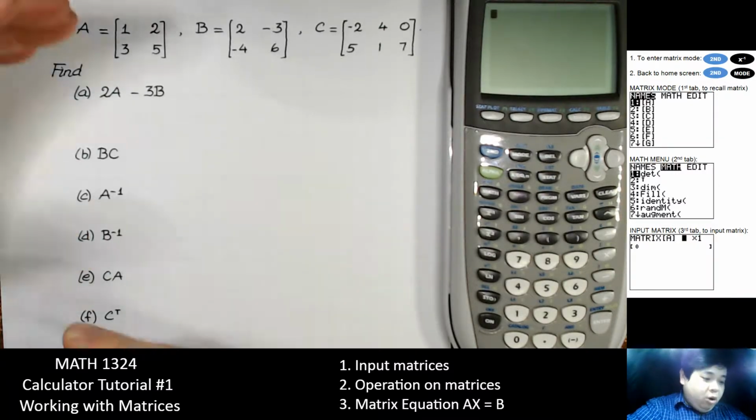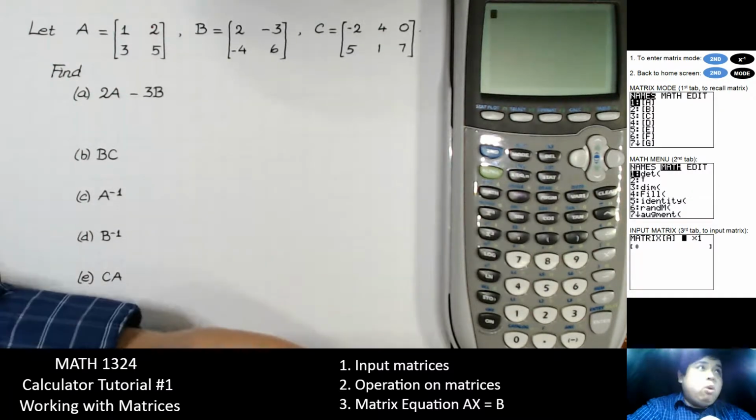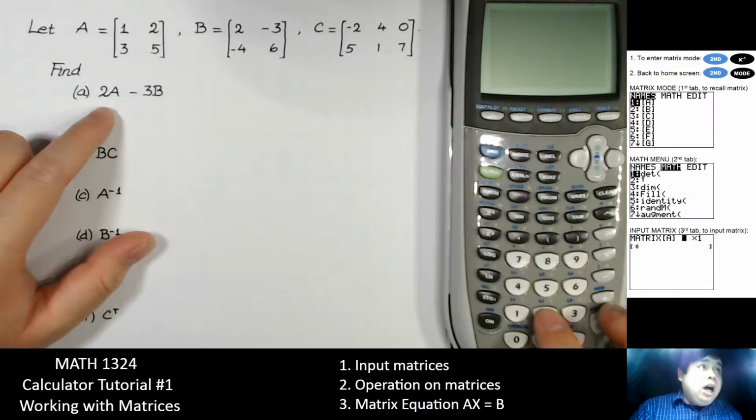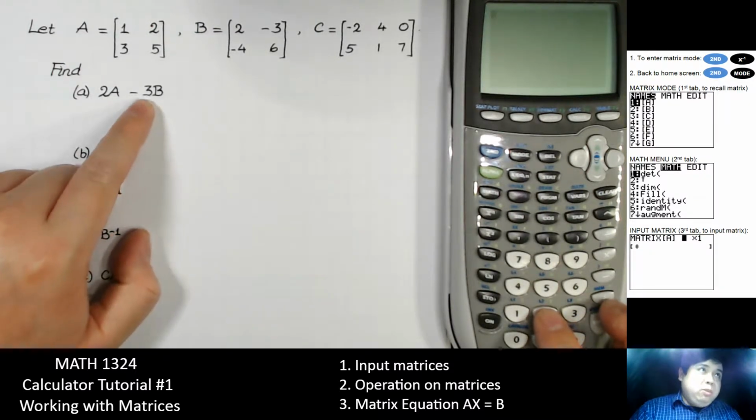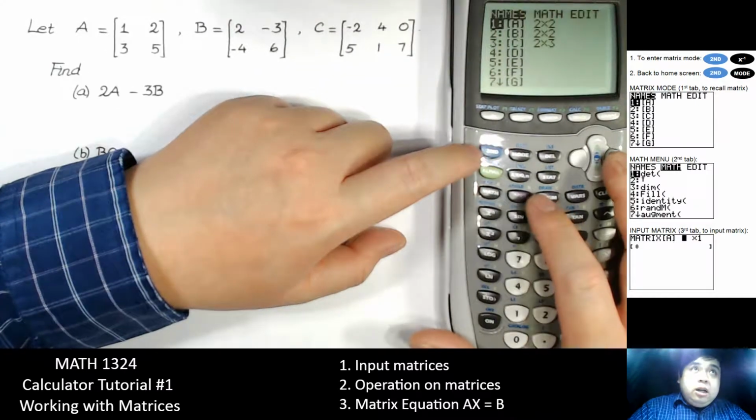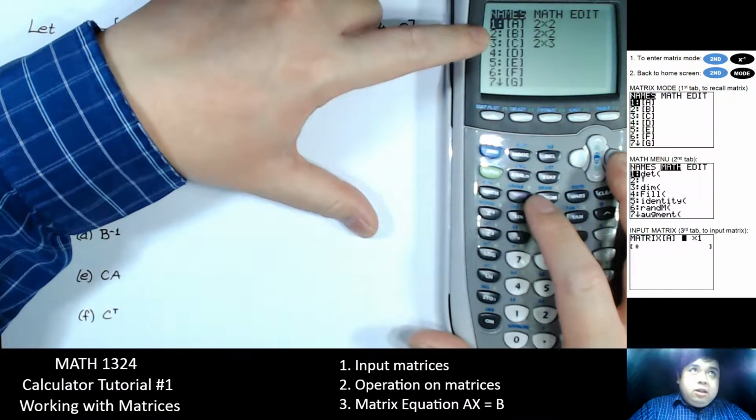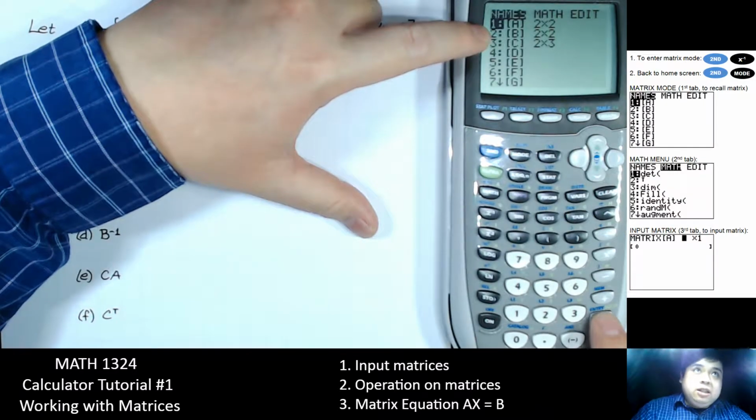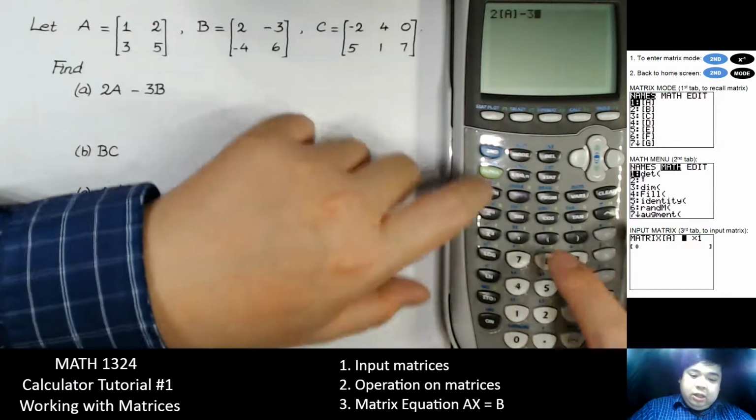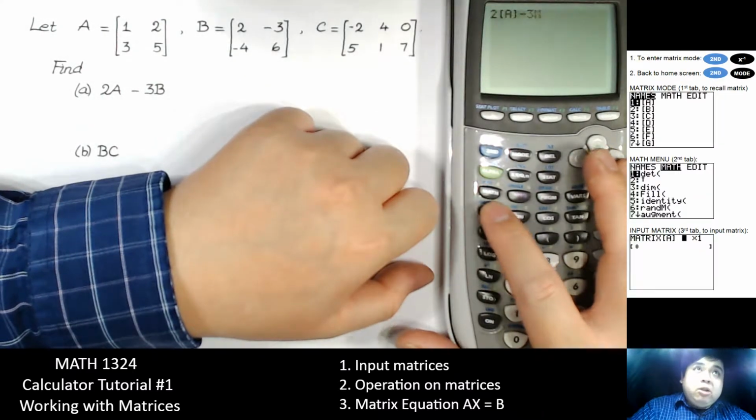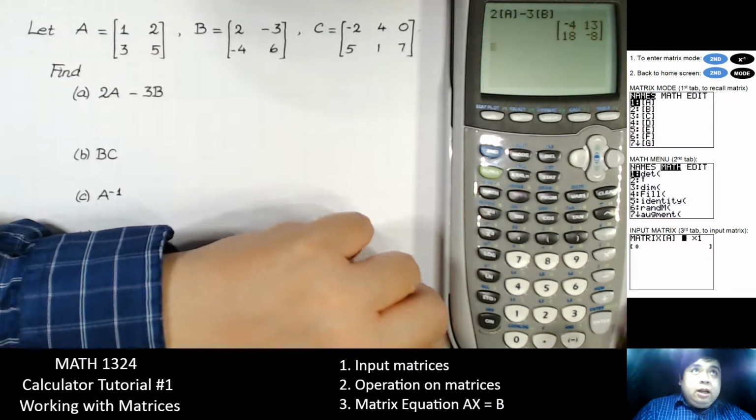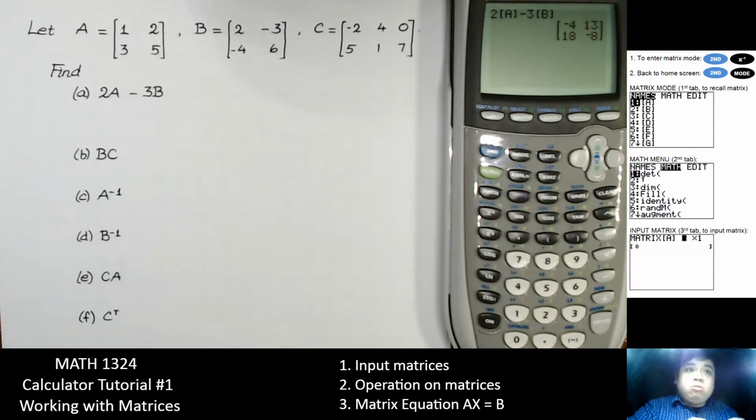Now we just do the operation. It's very straightforward. What you see is what we'll type in the calculator. So here we have 2A minus 3B. So we have 2 times, on the first tab, highlight 1, hit enter. That is 2 times matrix A minus 3 times the second matrix B, and it will give you the answer directly.